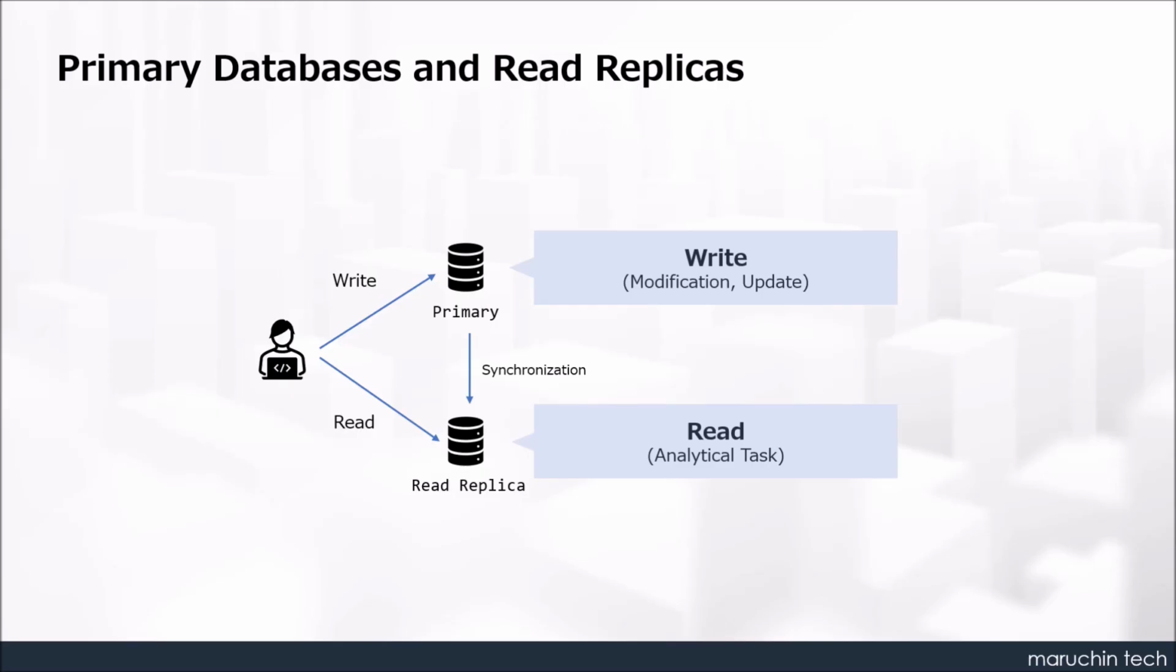To prevent this, we prepare a separate read-only database called a read replica and execute analytical processes there. In the cloud world, it is a standard practice to separate the primary database and the read replica. Furthermore, if a failure occurs in the primary database, the read replica can be promoted to become the new primary database. There are other design considerations for databases, but we will cover the details through hands-on exercises in the following sections.